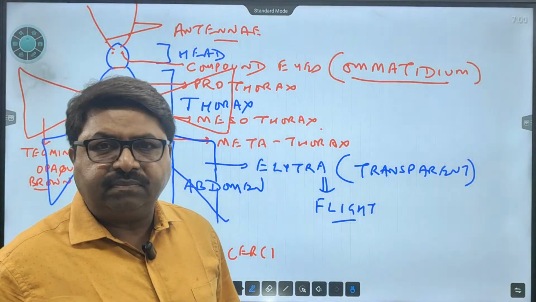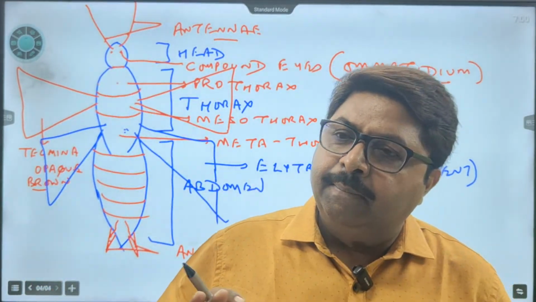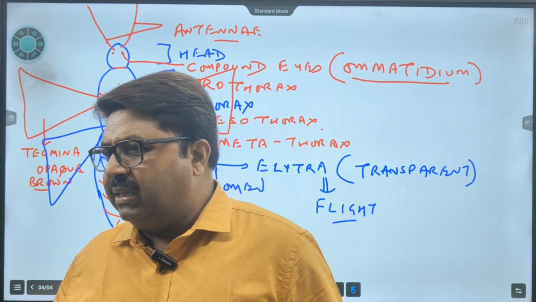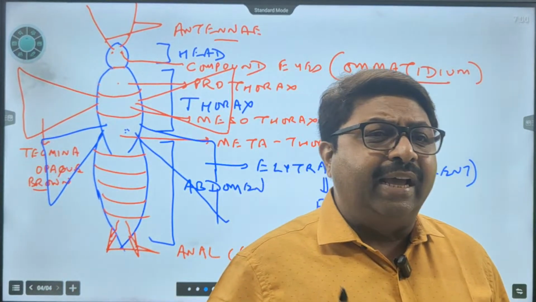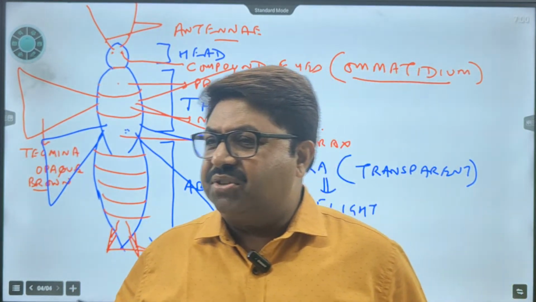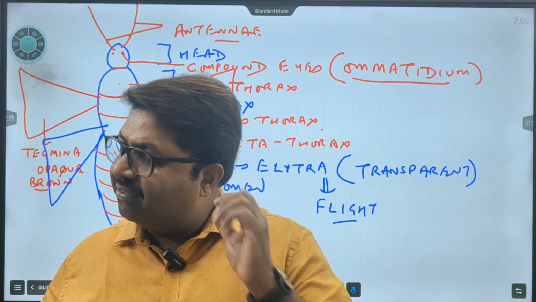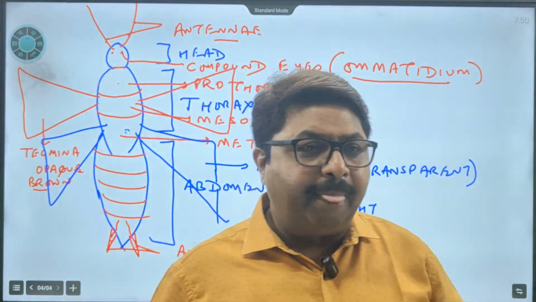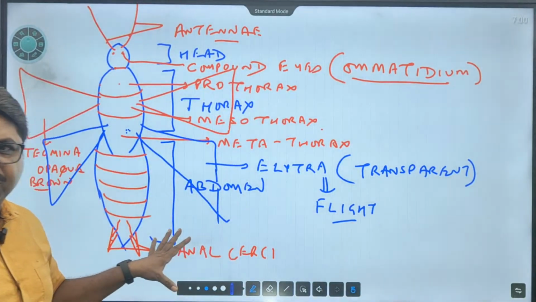Any issues? Got the idea about what is the first one? Tegmina, the first pair of wings is called tegmina. It's non-flying feather. And the flying feathers are elytra. And they are transparent. Come on, any issues?